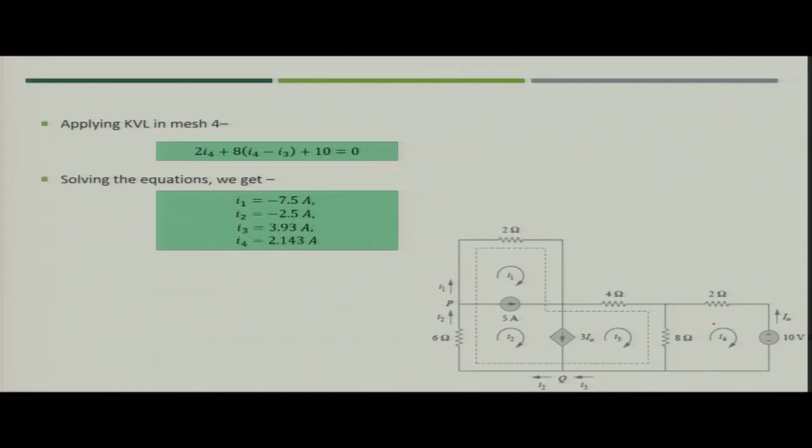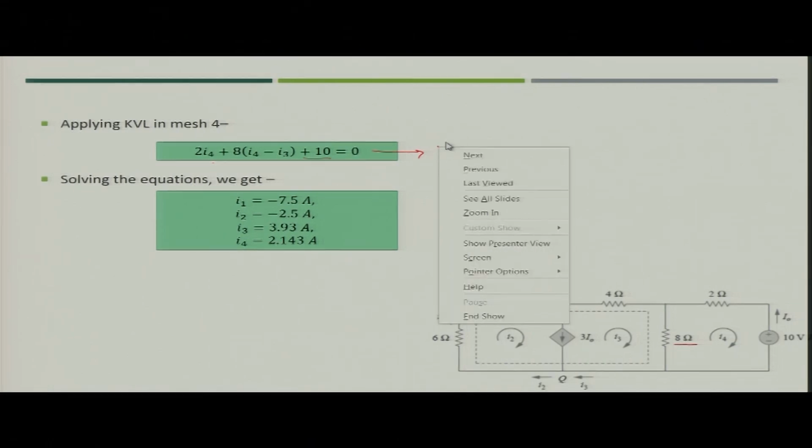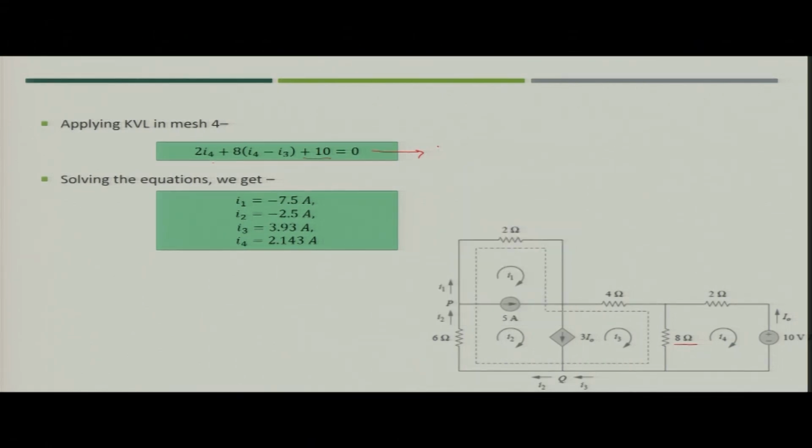So, what will we write? We will write KVL for this mesh. So, what can we write? 2 into I4, and plus 10, because we are going from plus to minus, so it will become plus 10, and then 8 into (I4 minus I3), and this will be equal to 0. So, you will get another equation here.